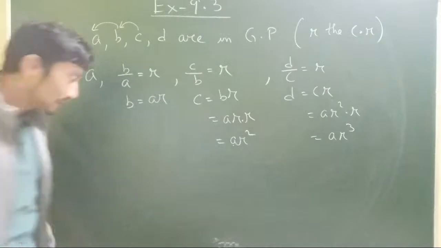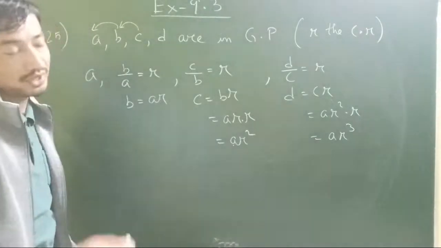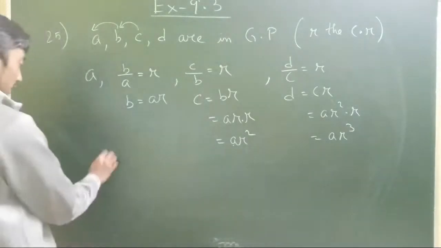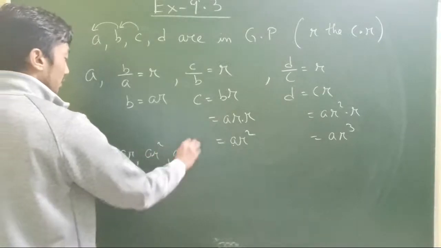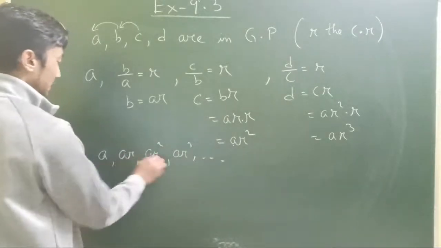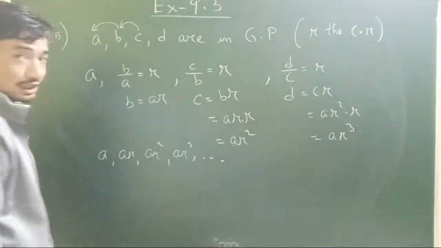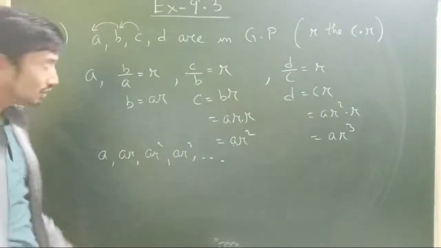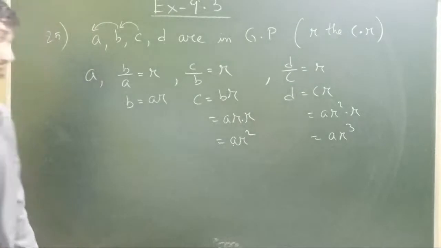Or otherwise, as we have already done in the previous question, if we have 4 or 5 terms, in general, how do you write a geometric progression? We write a, ar, ar squared, ar cubed, first, second, third, fourth term. They are in sequence, following a geometric progression. So directly also we can write. Okay. All right. So it's given that these 4 terms are in geometric progression.